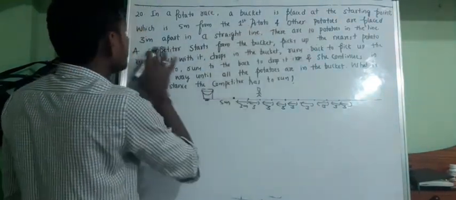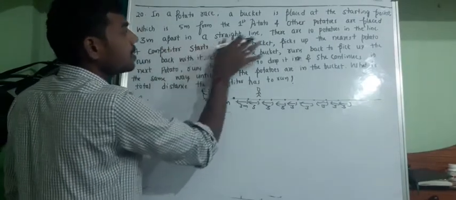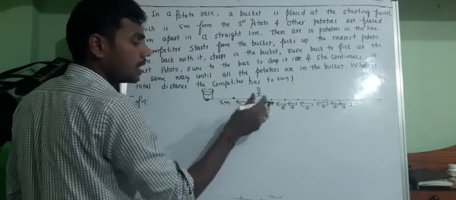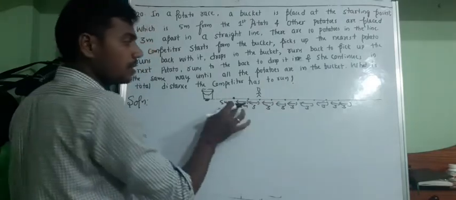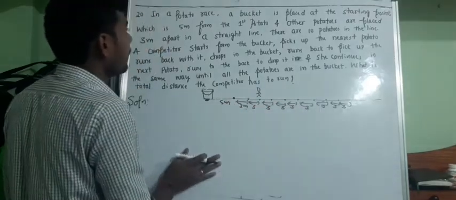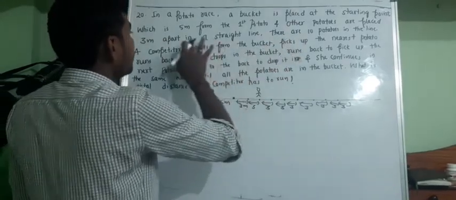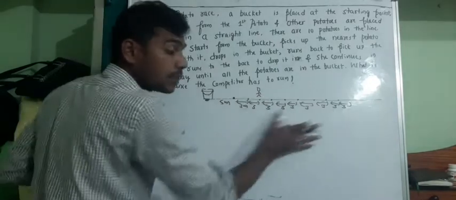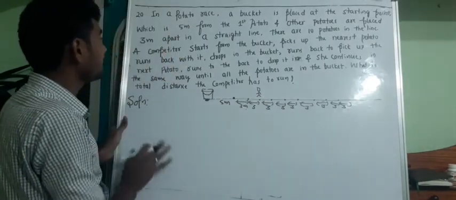And other potatoes are 3 meters apart in a straight line. After this, the distance between two consecutive potatoes is 3 meters. There are how many potatoes? 10 potatoes in a line.